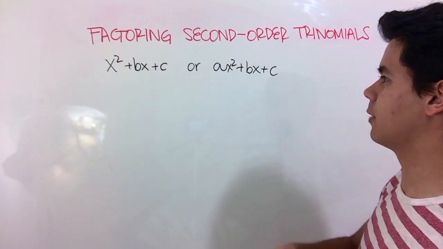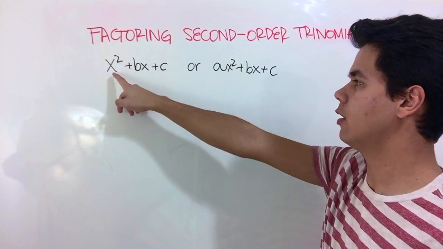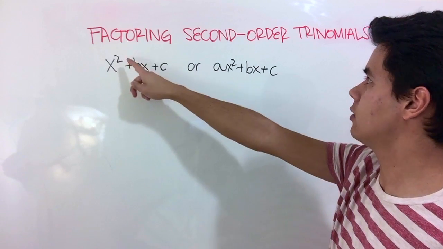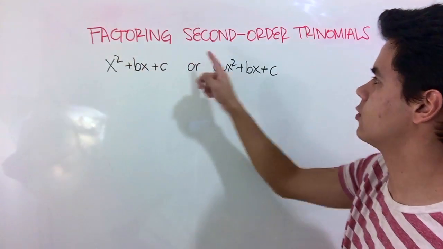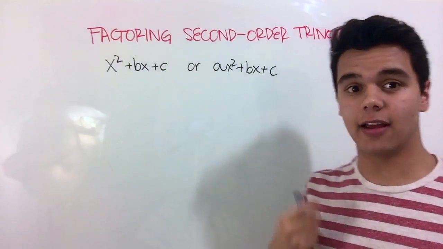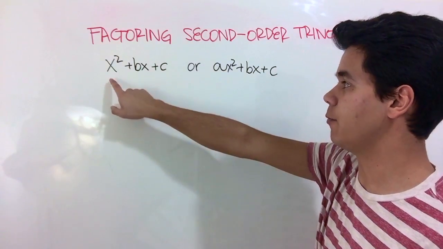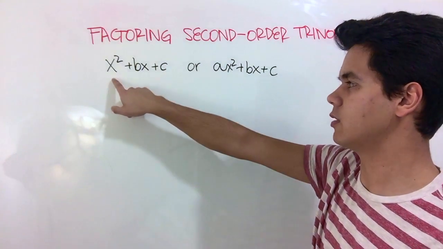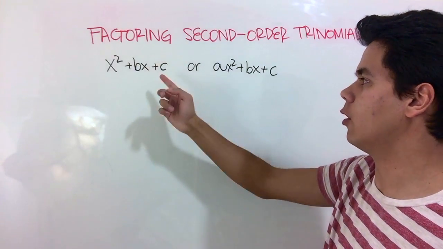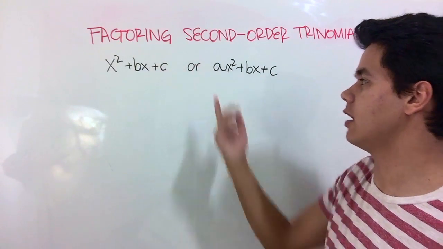They're second order because they have the variable squared, so it's to the power of 2, so that's second order. And they're trinomials because they have three different terms. One's squared, one's to the power of 1, and one's called the independent term.